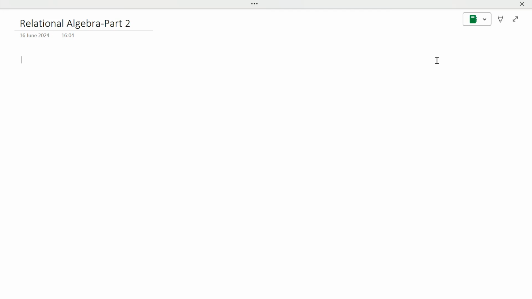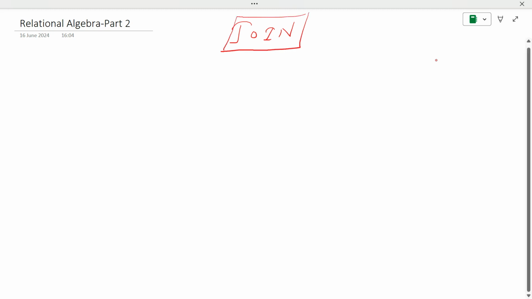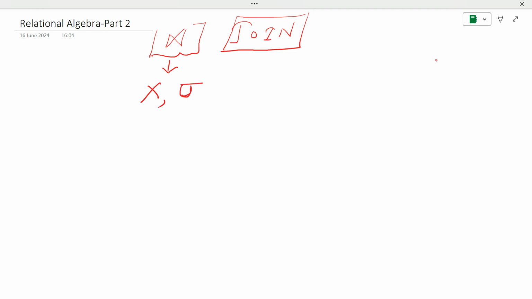Hi all, welcome to Relational Algebra Part 2, and in this video we are going to learn about a relational operator called the join operator. It is basically a derived operator, represented by a symbol like this, and it is derived from the basic operators like cross product, selection, and projection. In this video, we are going to learn about different types of join.